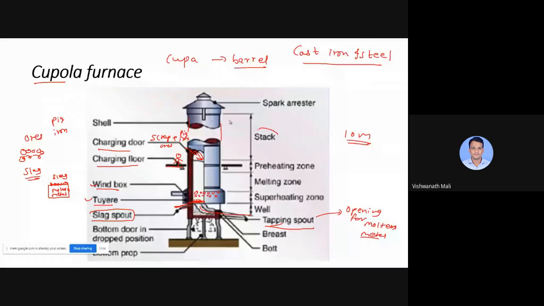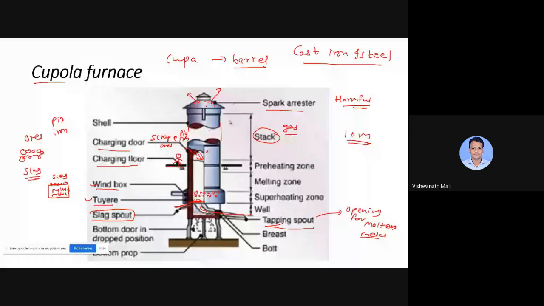Now this is a stack. This above the charging door is a stack. What is the stack function? So the gases that are generated will be collected in this stack, and at the top we have the spark arrestor. Means what? In the cupola furnace some gases are generated which are harmful. Okay, some extra particles. So those particles are arrested, means they are collected in the spark arrestor. Okay, and other gases are released. And the harmful big particles are collected in the spark arrestor.